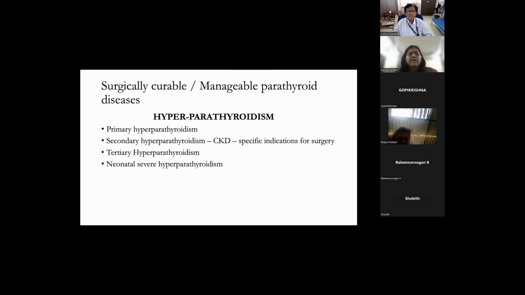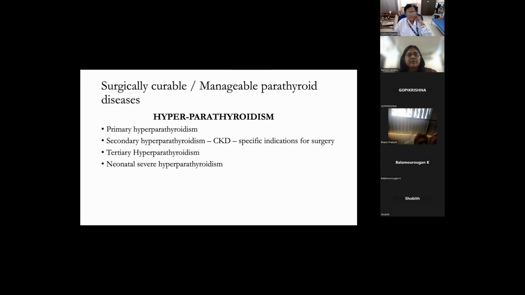So why are we surgeons talking about these parathyroids? There are certain surgically curable or manageable parathyroid diseases, which is mostly hyperparathyroidism. Hypoparathyroidism doesn't have a surgical role, but the importance is, of course, that after total thyroidectomy, if we have not been careful in preserving parathyroids, the patient can land up in permanent hypoparathyroidism. Mostly, though, temporary hypoparathyroidism with hypocalcemia is common. But if we have not been careful, it could result in permanent changes.